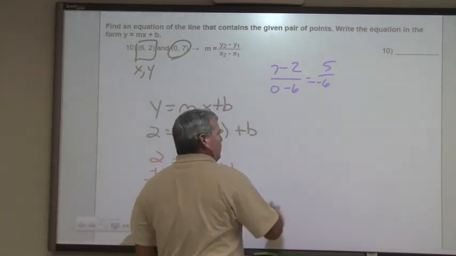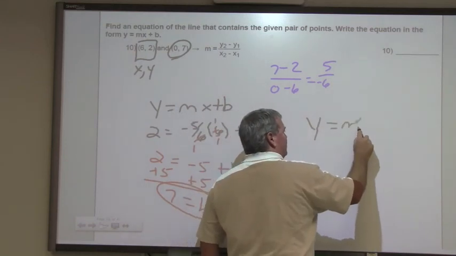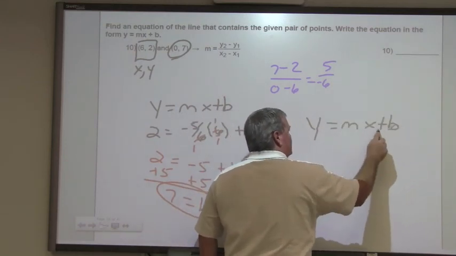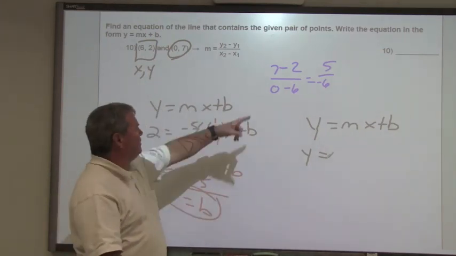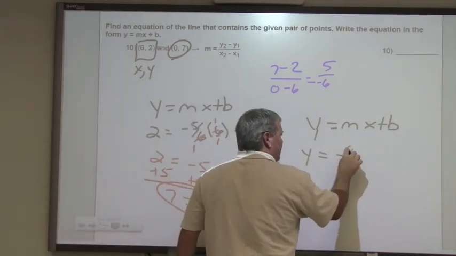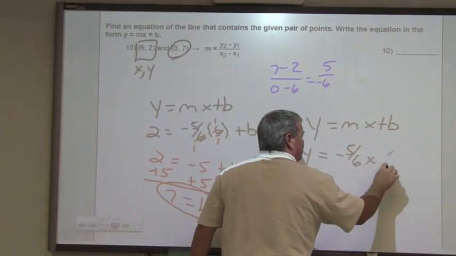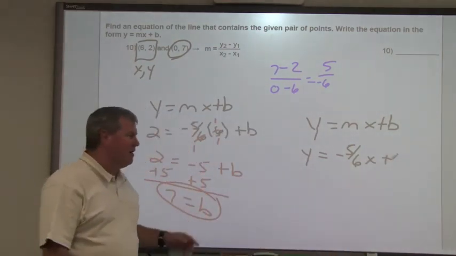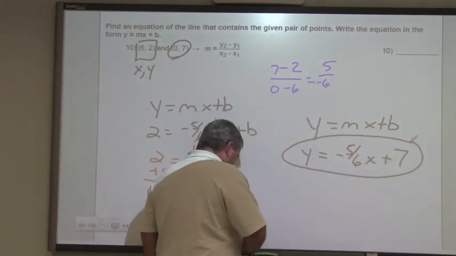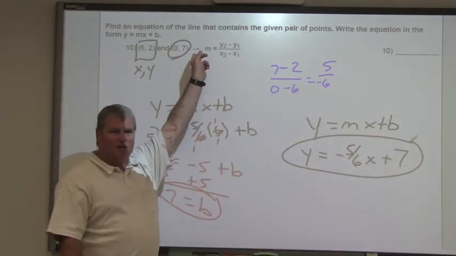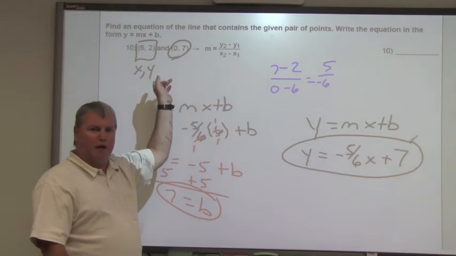So at that point, we go back over here to y equals mx plus b. And we won't substitute y and x, and now we just substitute the slope, just like we did a while ago, negative 5/6 x plus, what's b? b was 7, and there's our equation. Same exact equation that we got a minute ago using the y-intercept, but this time we used the other point.